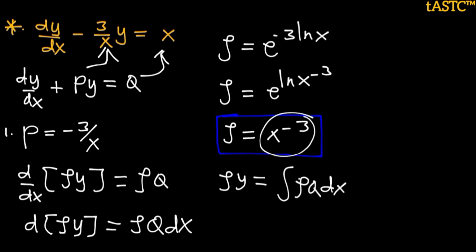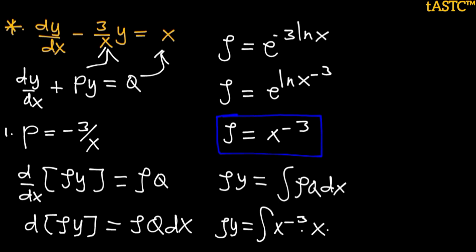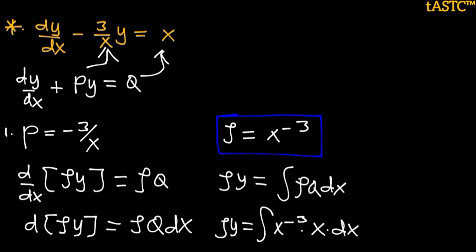We already know what rho is. Rho is x to the negative 3, and we know that q is equal to x, as was written initially. So we should have rho y equal to the integral of x to the negative 3 multiplied by x dx. That gives rho y equal to the integral of x to the negative 2 dx, because x to the negative 3 multiplied by x, which is to the power of 1, gives x to the negative 2.